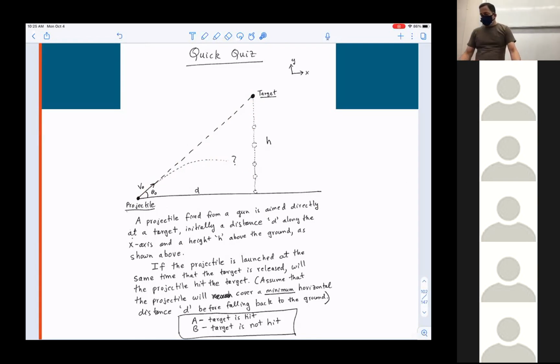That is, because this target is falling as soon as this projectile is launched, do we have to somehow compensate and probably aim this projectile a bit lower so that it catches this falling target? Or should we aim it directly at the target and then it's going to hit? Or should we aim it at some other angle? And so again, the question is, if I were to aim it directly at the target and launch it, will the target be hit or will it be missed?